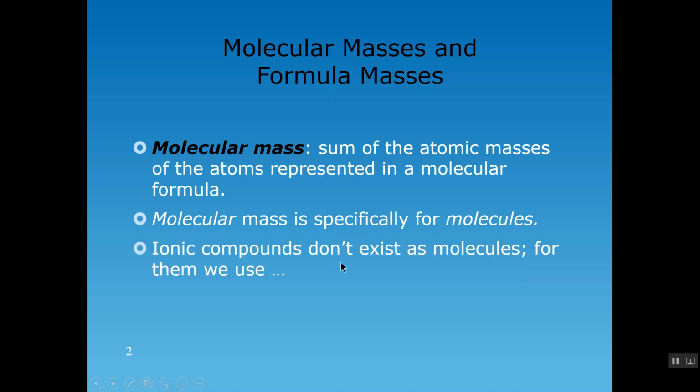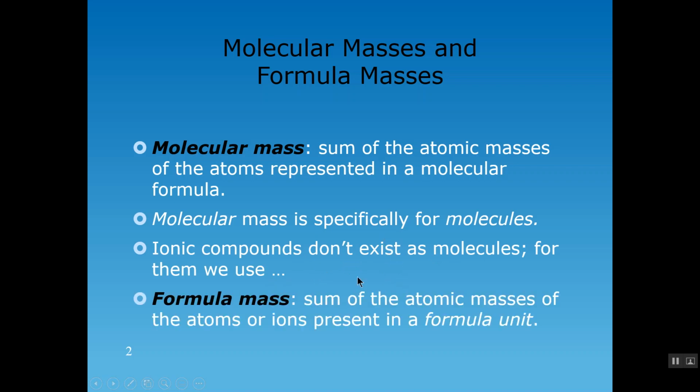Now, in the case of ionic compounds, which of course don't exist as molecules, there's an alternative term that we use, and we apply it specifically for the formula unit. If you remember, we talked about the formula unit in the previous chapter for an ionic compound, which is basically the empirical formula for the particular ionic compound. And therefore, the formula mass is the sum of the atomic masses of the atoms or ions present in a formula unit.